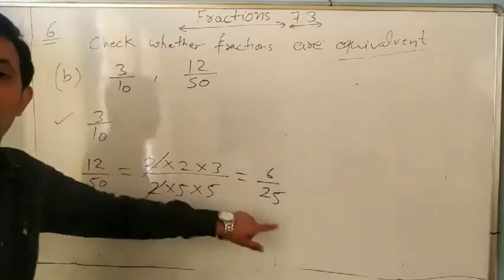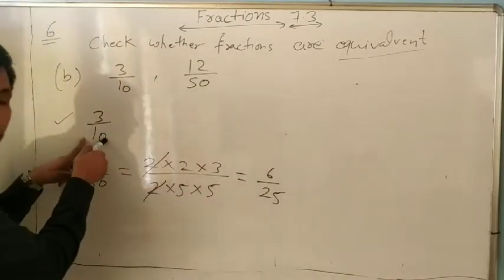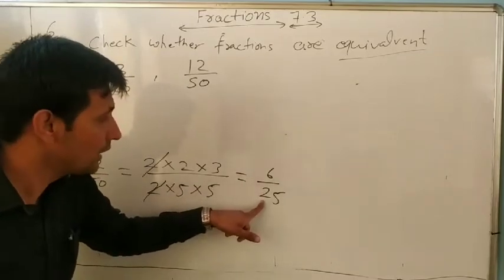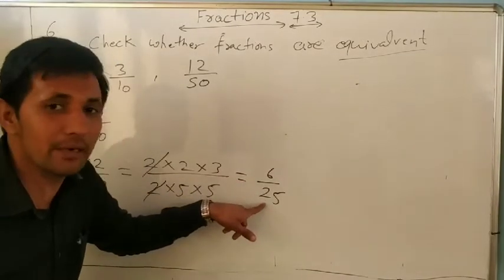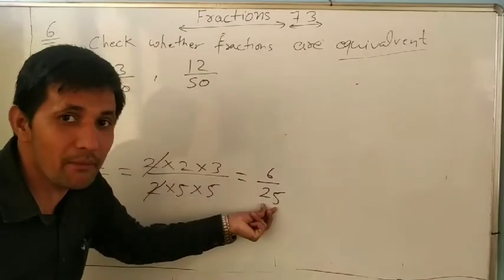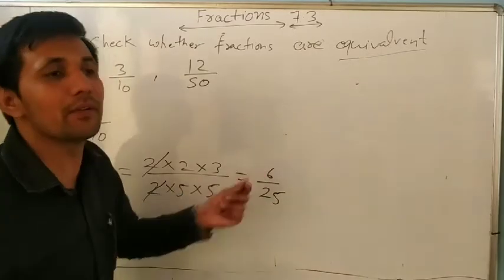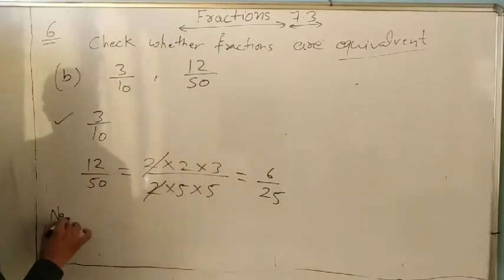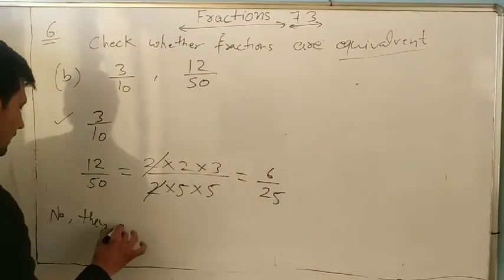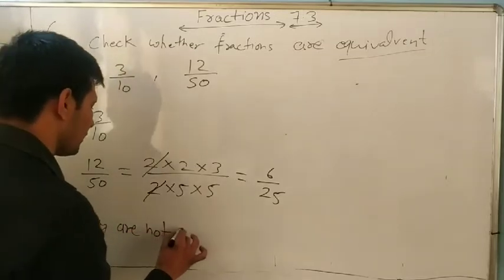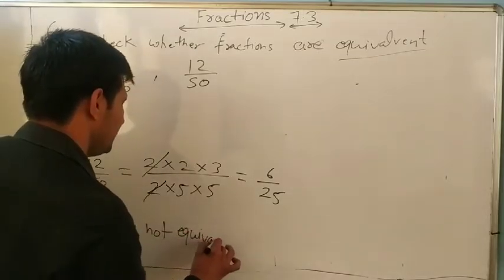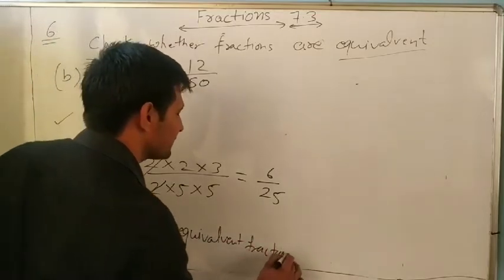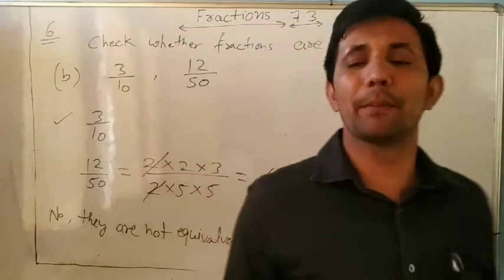So does it mean they are equal? No, because it is also in simplest form. Any common factor? No. 10 is divisible by 2 but 25 is not divisible by 2. 25 is divisible by 5 but 6 is not divisible by 5. So there is no common factor. You can write no, they are not equivalent fractions. So the simple thing is to reduce to simplest form.